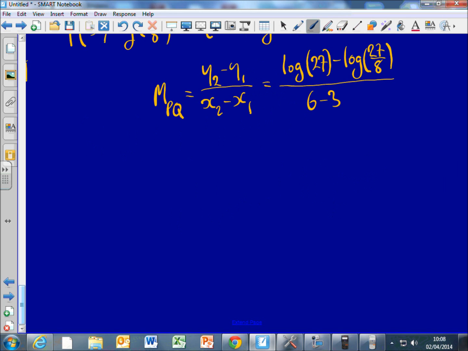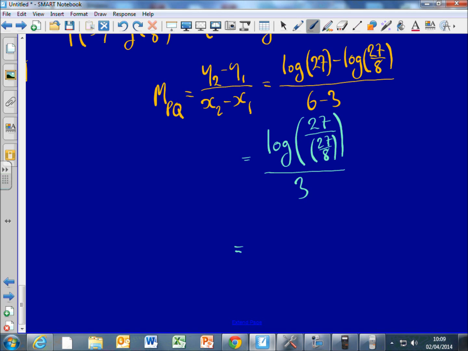Okay. So let's see if we can simplify this. Log 27 take away log 27 over 8. Take away logs. What's that the same as? Dividing. So this goes into 1 log, and the log is 27 divided by 27 over 8. Now we talked about this the other day. And on the bottom it's just going to be 3 though, isn't it? Do you agree with the bottom?